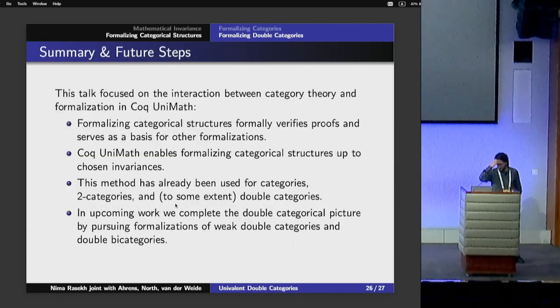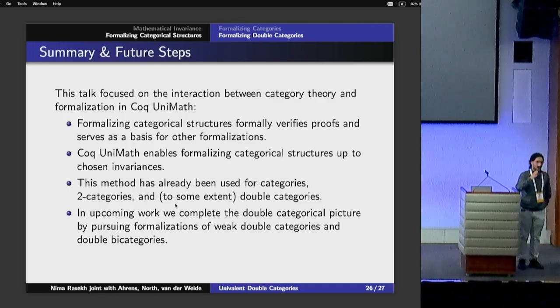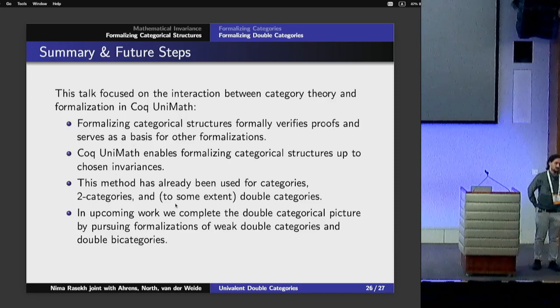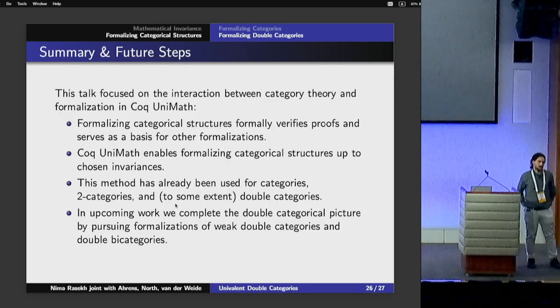So in this last slide, in what we're doing in upcoming work is to look at doubly weak double categories, which are weak in all directions, and we cannot literally just use the code we used. We have to reformulate things. But yeah, this one is strict in one direction at least, and non-strict in the other.